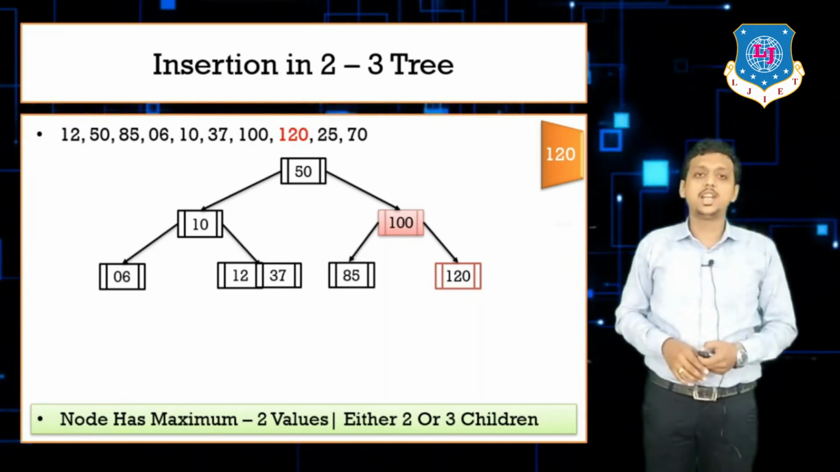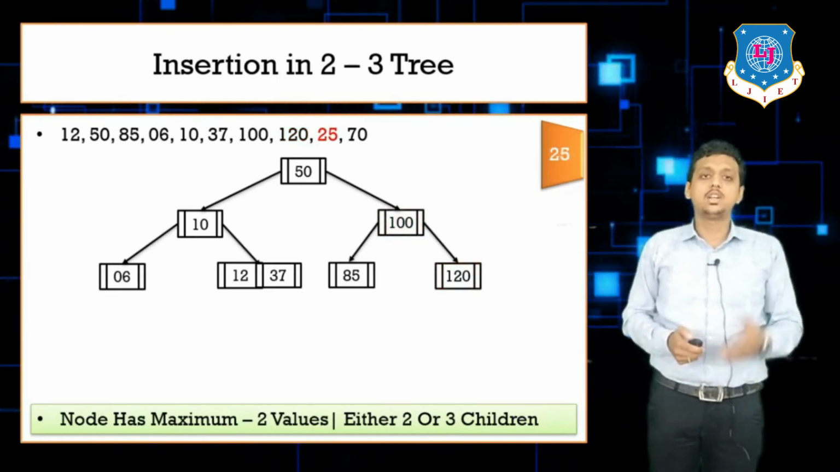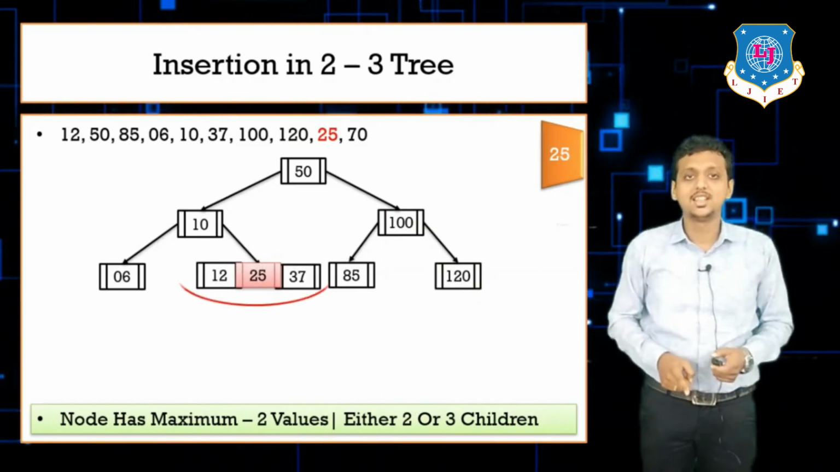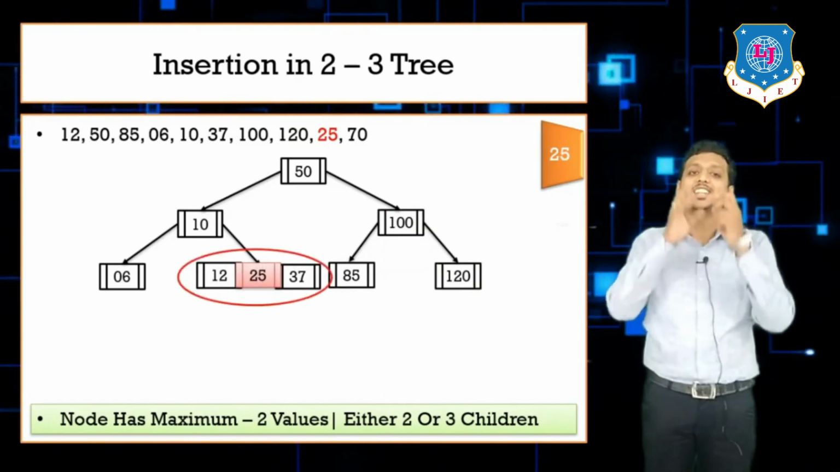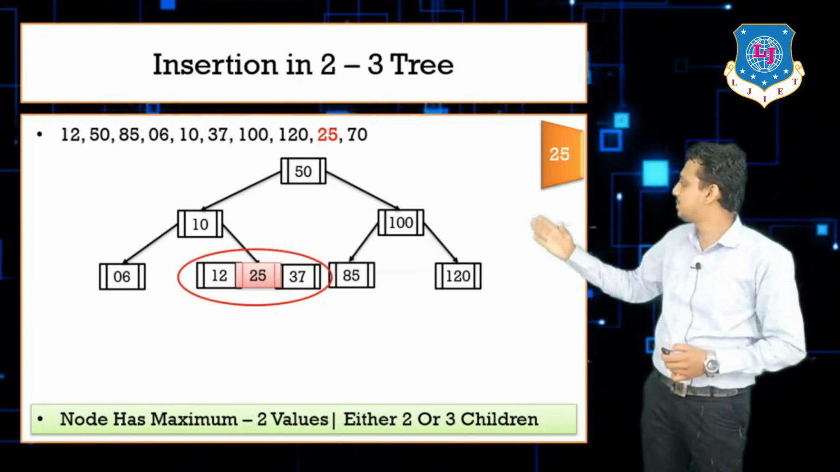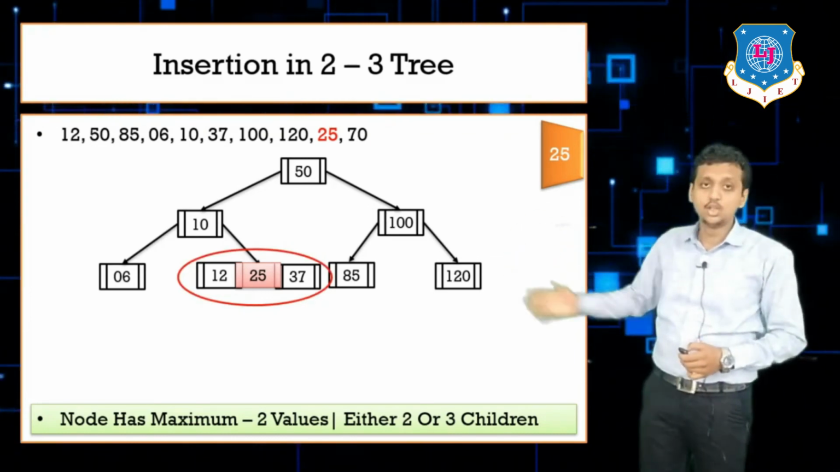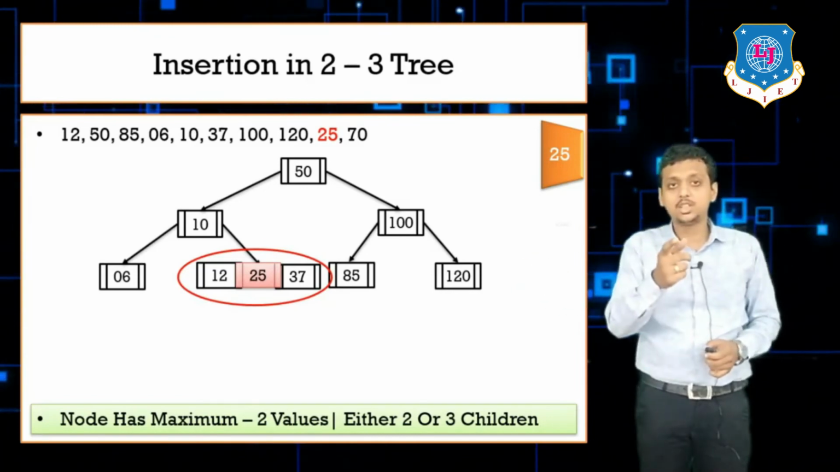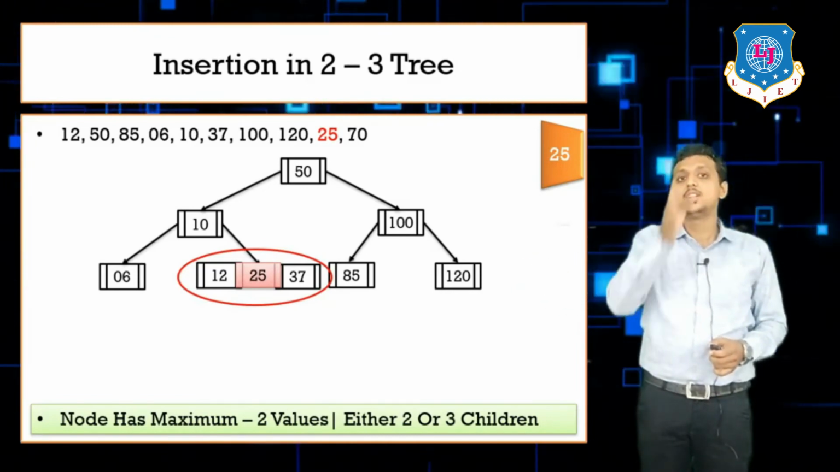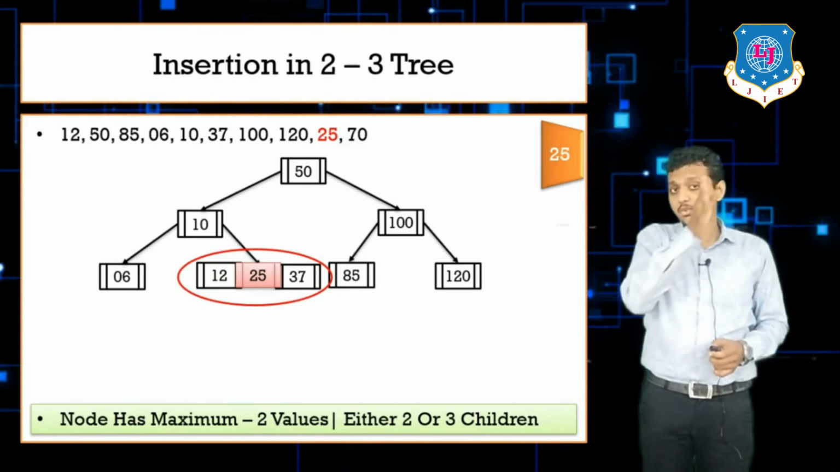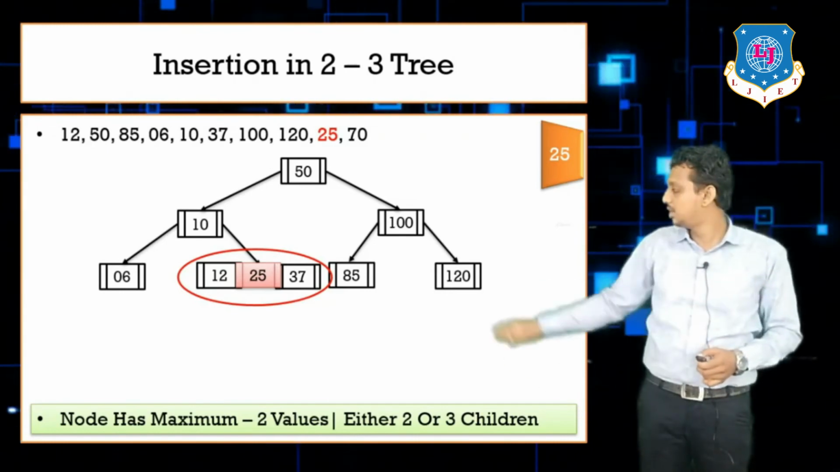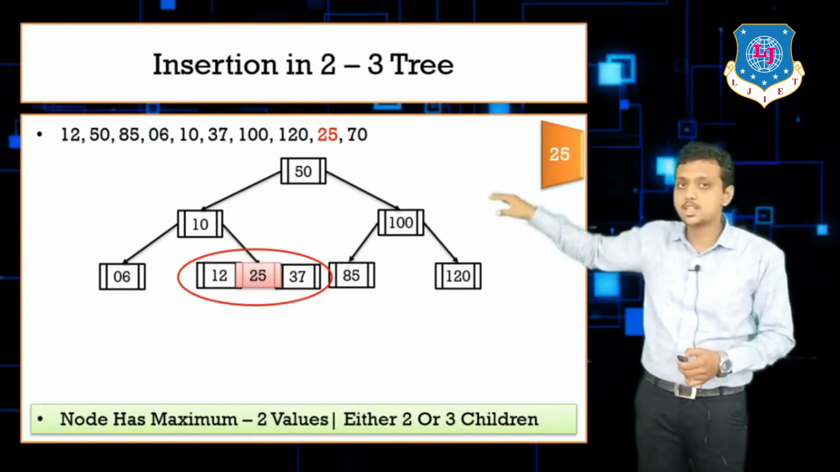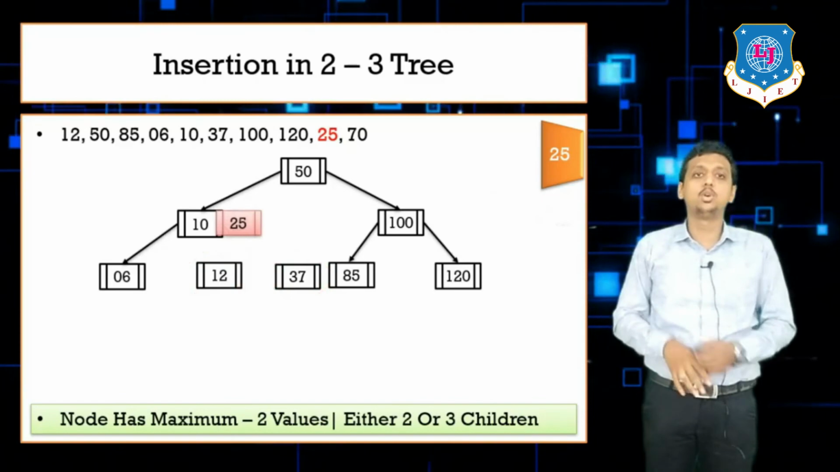Now let's have the next value. Next we have 25. So 25 can be easily inserted in between 12 and 37. So that node becomes full. So what I need to do is again split the term. Which value is the mid of the term? See, 12, 25, 37. So 25 becomes my mid of the term. So I need to move 25 up with 10, and split the node into both parts.